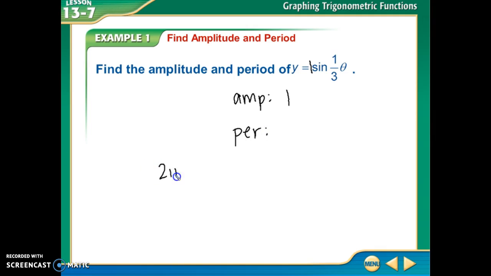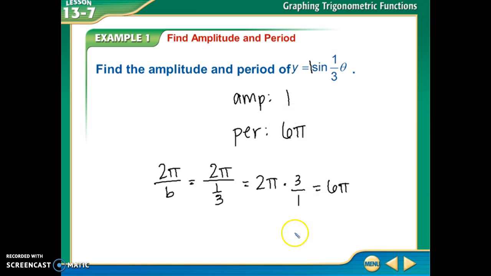So we've got 2 pi divided by b. So we get 2 pi divided by 1/3. Right? So if I'm dividing by a fraction, I multiply by the reciprocal. So 2 pi times 3/1 is 6 pi. So my period is 6 pi.